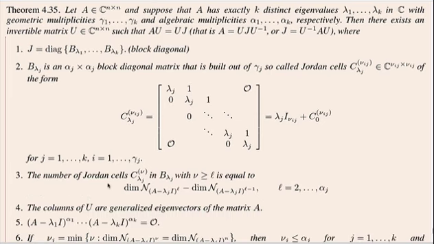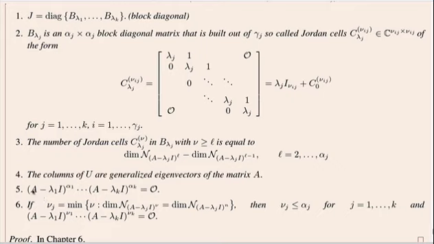The number of Jordan cells in this block matrix, B lambda j, with size mu greater than or equal to L, is equal to the dimension of the null space of A minus lambda j I to the L minus the dimension of the null space of A minus lambda j I to the L minus 1, as L goes from 2 all the way up to alpha j. The columns of U are generalized eigenvectors of the matrix A. We will talk about this later.